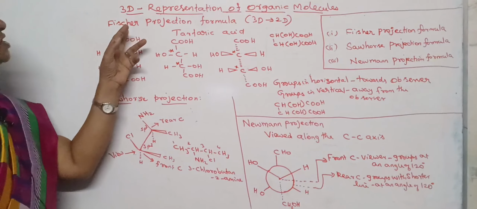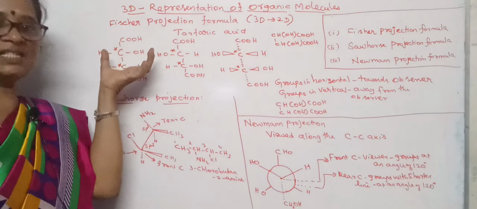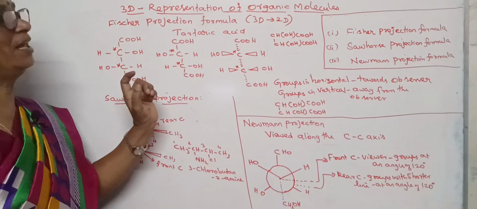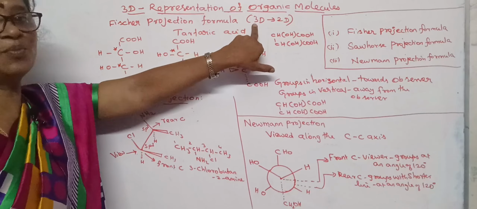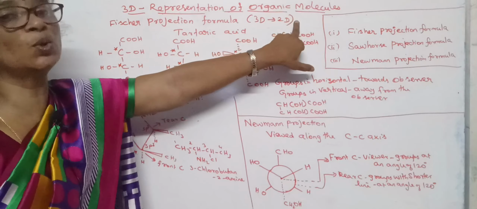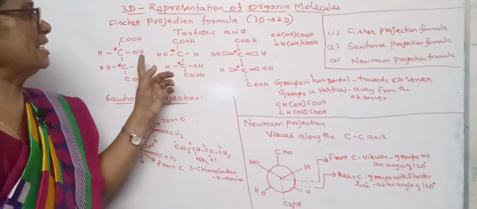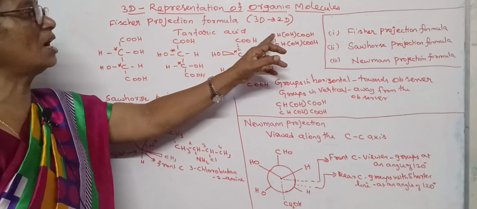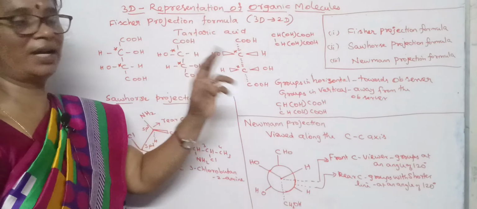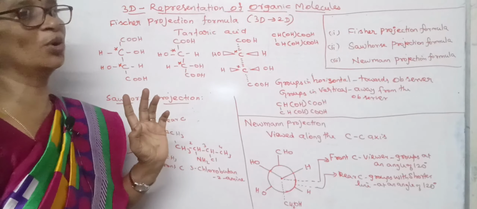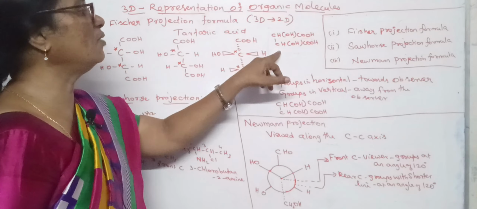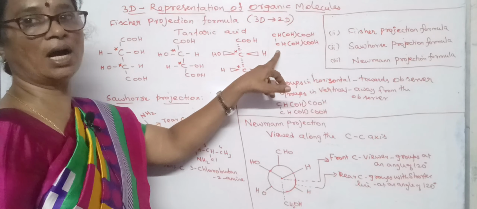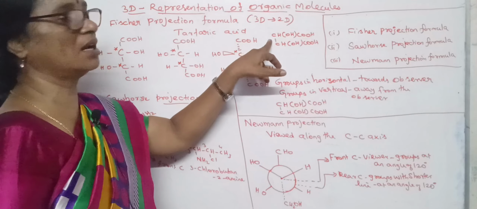Let us see Fischer projection formula. This Fischer projection formula represents a three-dimensional molecule in its two-dimensional way. Let us take an example of tartaric acid. Tartaric acid formula: CHOH COOH CHOH COOH. See, the bond should always be between the carbon atoms, so we have to make a proper notation of the bond.